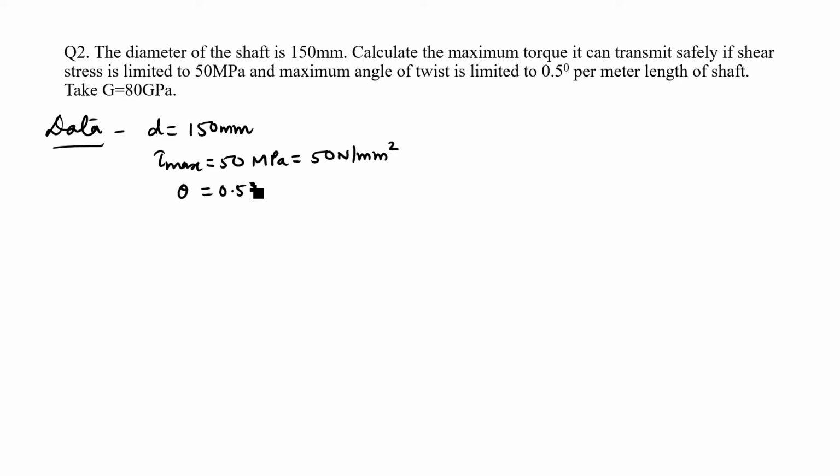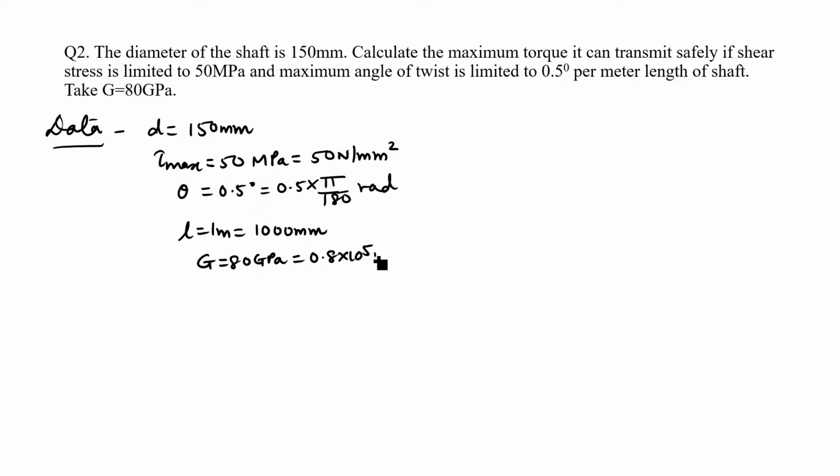You can convert this into radian. It will be 0.5 into pi by 180 radians per meter length of shaft. So L is given as 1 meter, which is 1000 mm. Take G as 80 gigapascal, which will make it 0.8 into 10 raised to 5 Newton per mm square. I need to find the value of torque T.